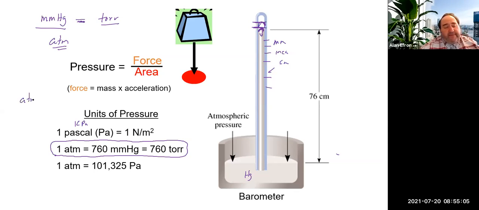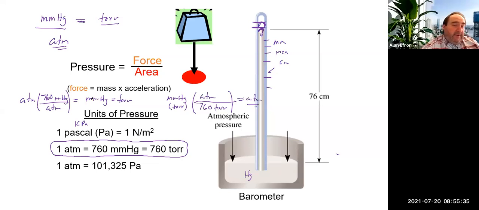So if you have atmospheres and you want millimeters of mercury or torr, you're going to multiply by 760. That will give you millimeters of mercury, which is the same thing as torr. Or if you have millimeters of mercury or torr and you want atmospheres, you're going to divide by 760, and that will give you atmospheres. So that 760 number is a really important number. It allows us to convert between the 3 most common units.